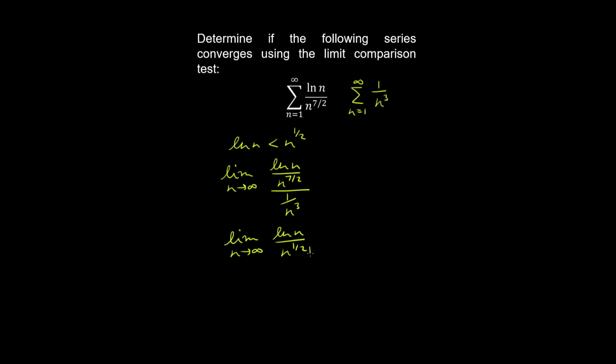So n to the half grows faster than the natural log of n as n goes to infinity. Well, you can verify this using L'Hopital's rule. So we get a limit of 0. So the second rule of the test applies, meaning if this series converges, then so does this series. Well, this is a harmonic p-series with an exponent of 3, which is greater than 1, so we know this series converges. And therefore this series also converges by the limit comparison test.